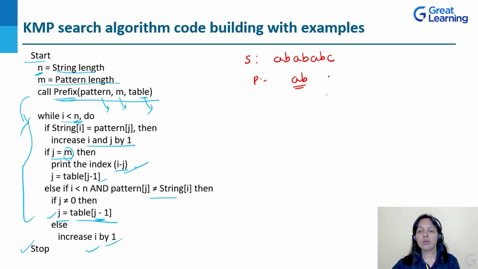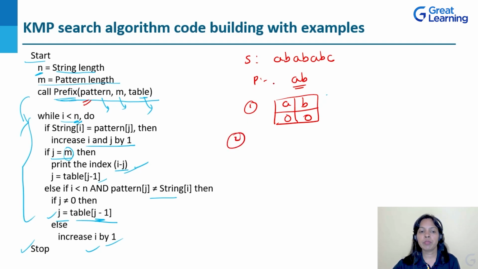Now I'll construct the table first. The prefix table has to be constructed. So A and B. This will be the table. This will be 0, and this will also be 0 because there are no repeated characters in this. So it's going to be 0 and 0. This is how the table will look.